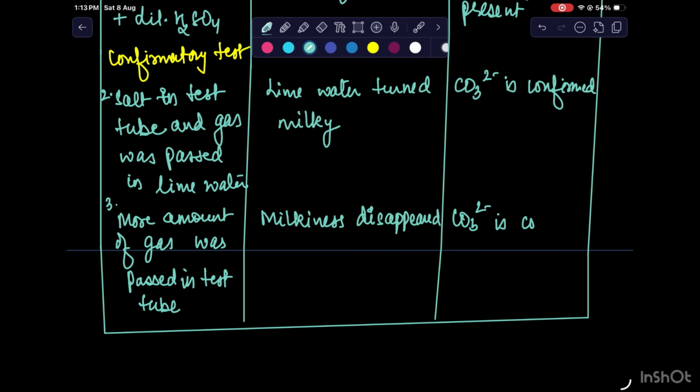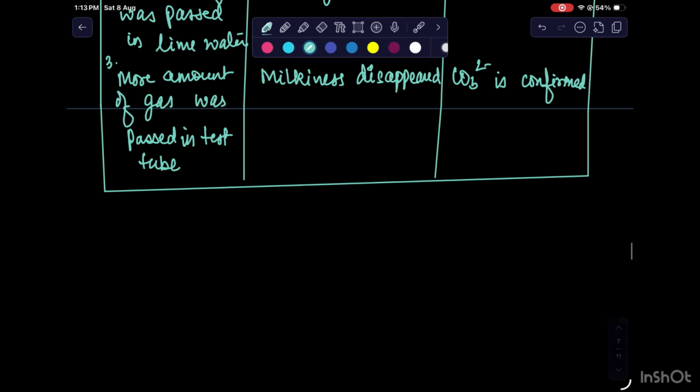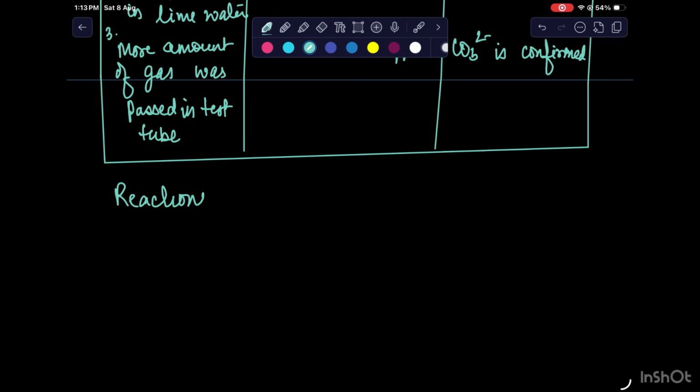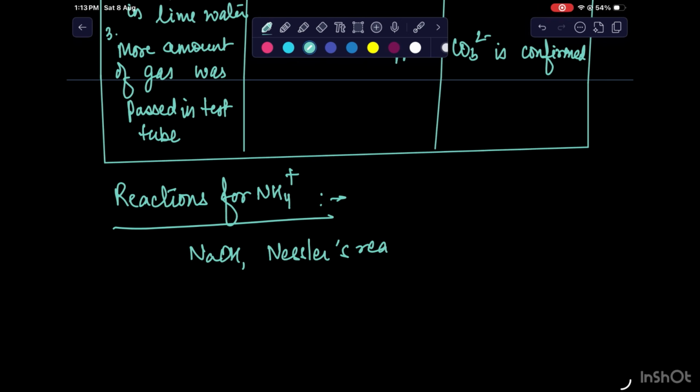So carbonate is confirmed. Okay, right. Now you will write the reactions. Since your salt was ammonium carbonate, so you will write the reactions of ammonium and carbonate.